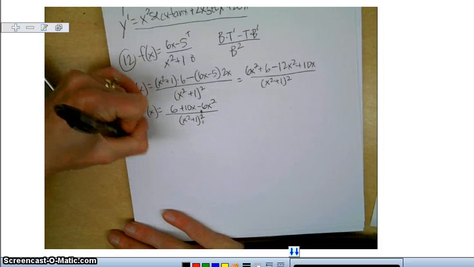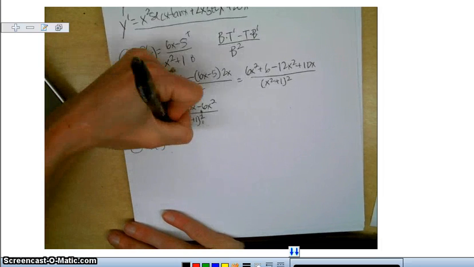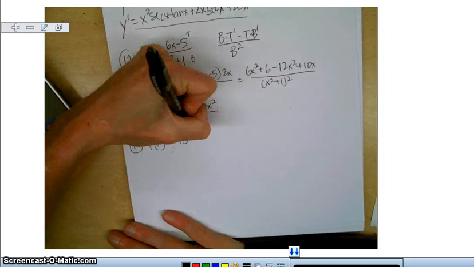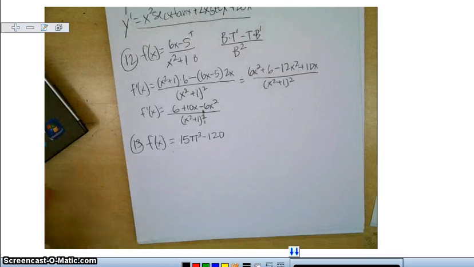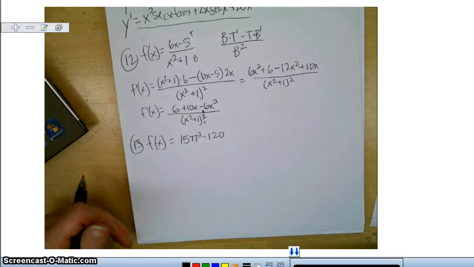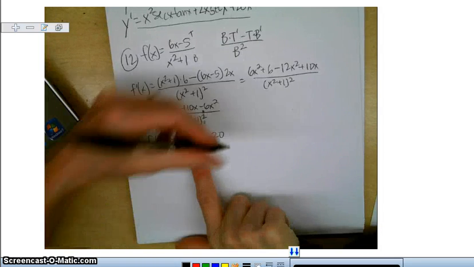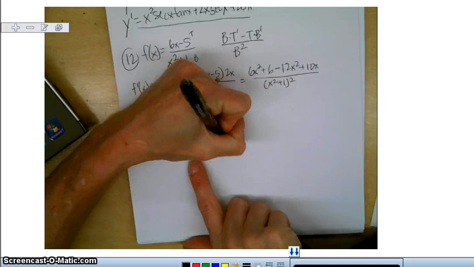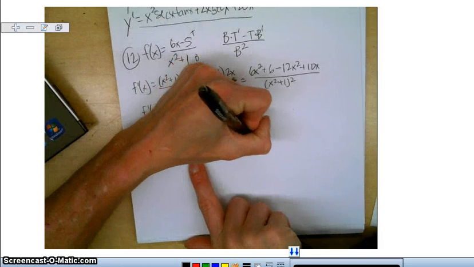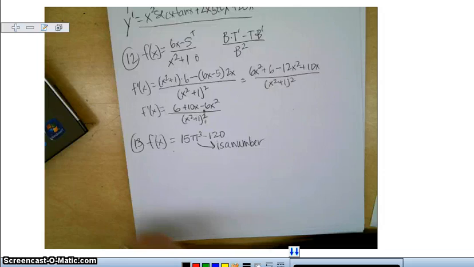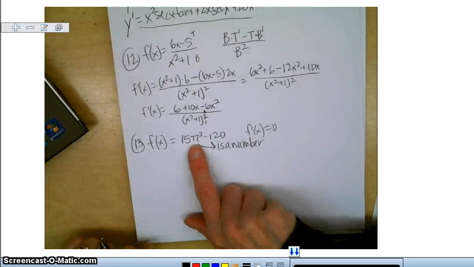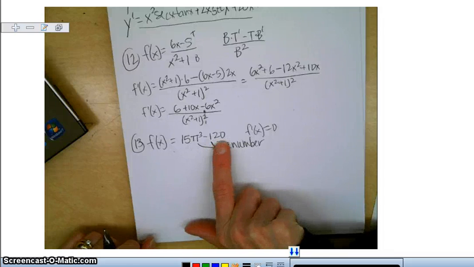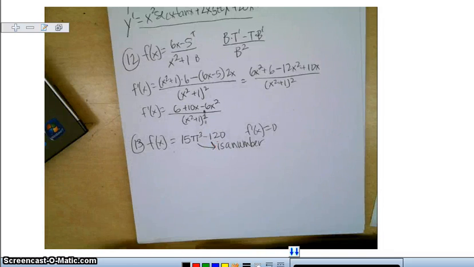All right, number 13, this is a tricky one. Okay, so we've got 15 pi cubed minus 120, and some of you are going to look at that and go, oh, that's a power rule problem. And you're absolutely wrong, because pi is a number, and numbers have a derivative of 0. So the derivative here, f prime of x, is 0. The whole thing. That's a number, its derivative is 0. That's a number, its derivative is 0. So the whole derivative is 0.